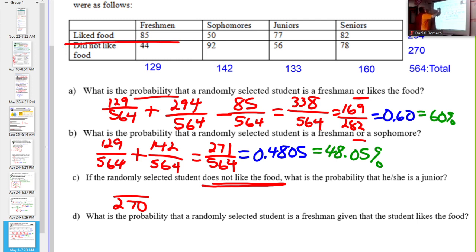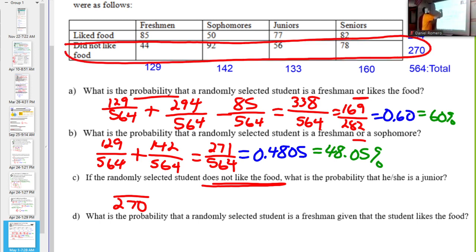And out of these kids that don't like food, what is the probability that they're a junior? How many juniors fall in that category? So you might have to reduce as a fraction, 56 over 270.